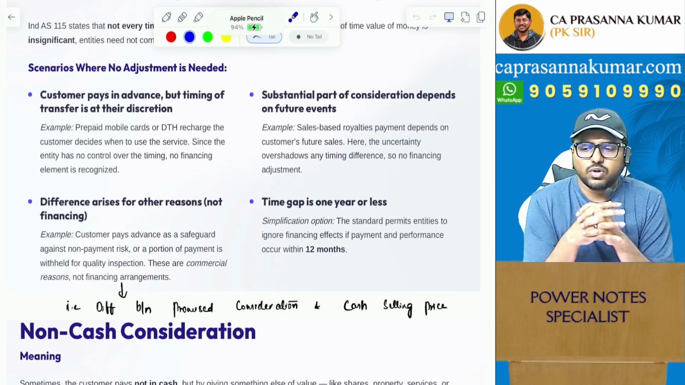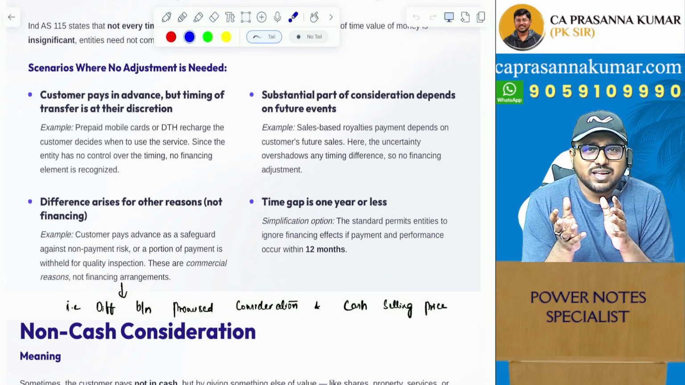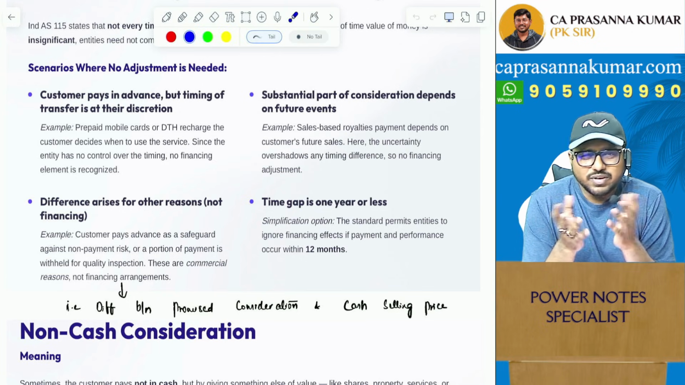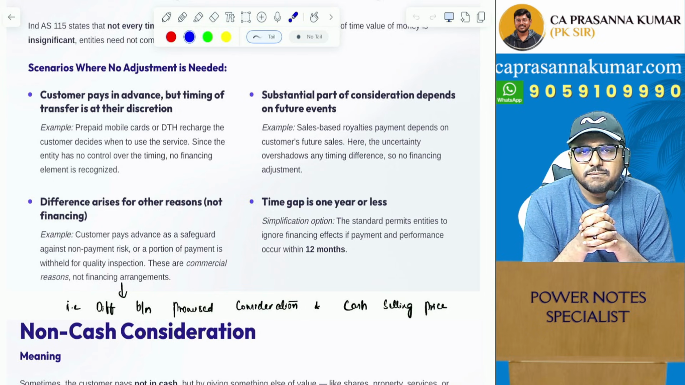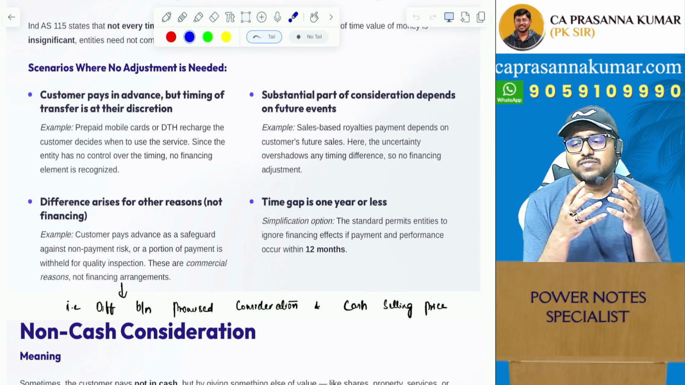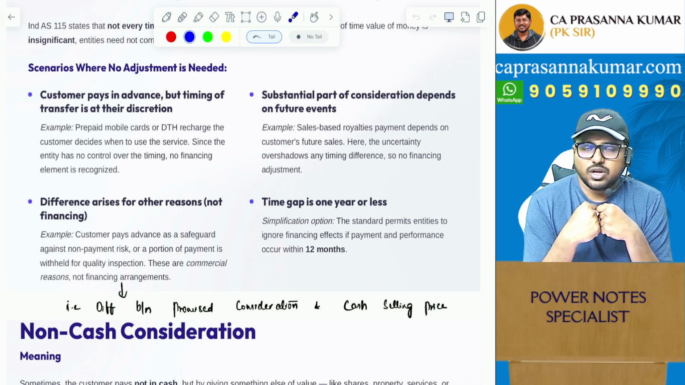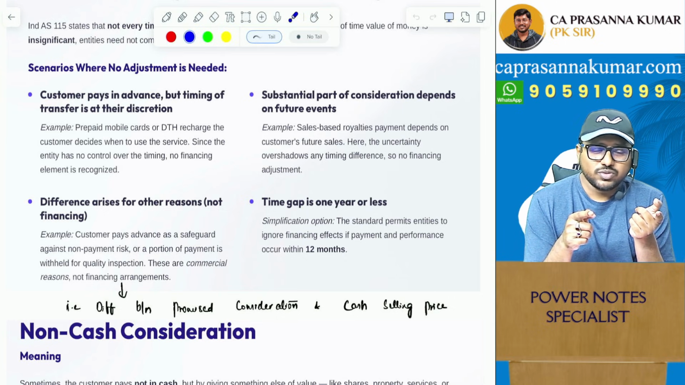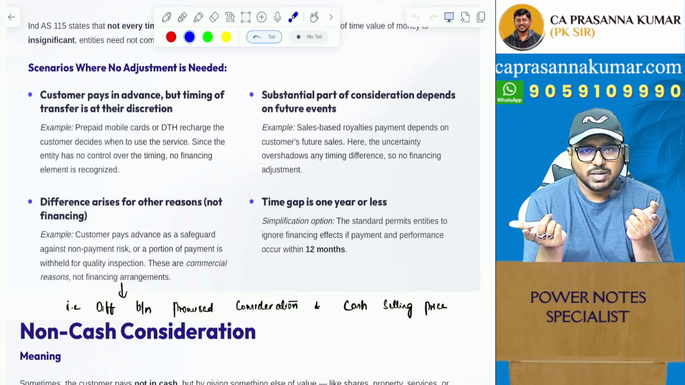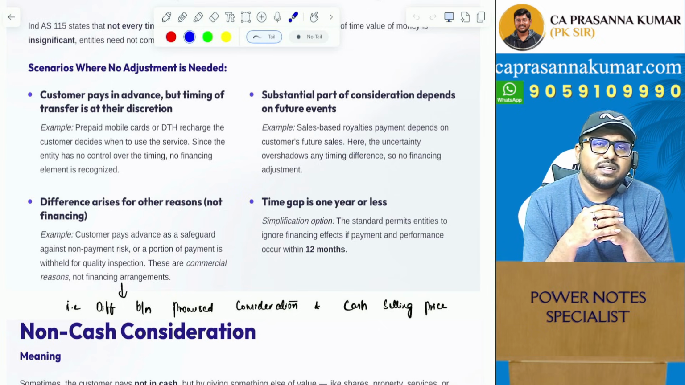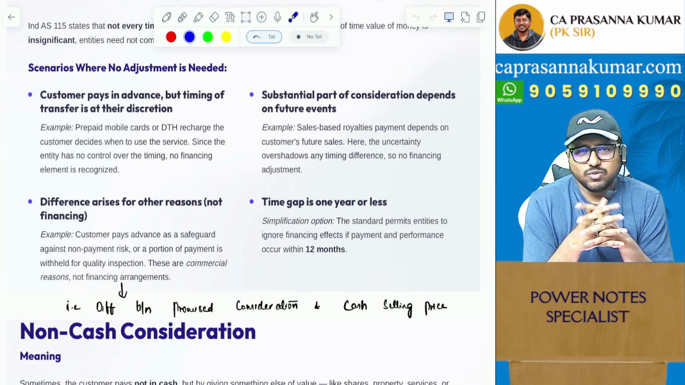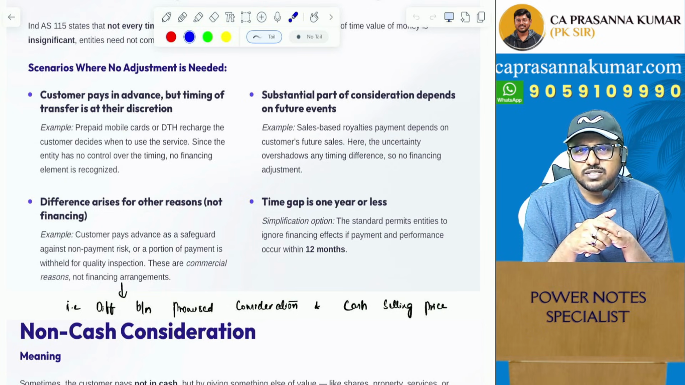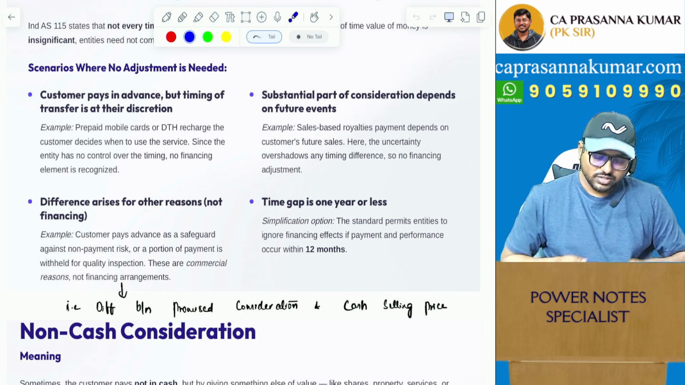I gave you examples for all the 4. First one is the choice is in the hands of the customer. Got it? The second one is royalty. The nature of the transaction itself is like that. There will be a timing gap. And the third case is because of some sort of safety reason or assurance reason, there is a time gap between the transfer of goods or transfer of services versus the payment. And the last point is practical expedient provided by Ind AS 115, where if you want, less than 12 months can be considered as no significant financing component, and greater than 12 months, obviously you can consider significant financing component.